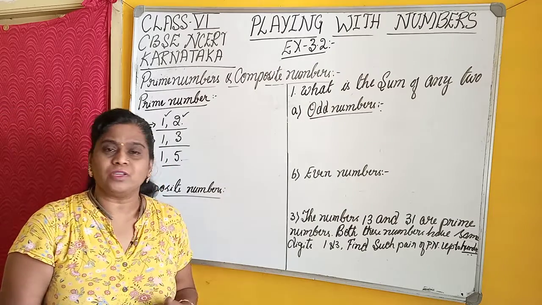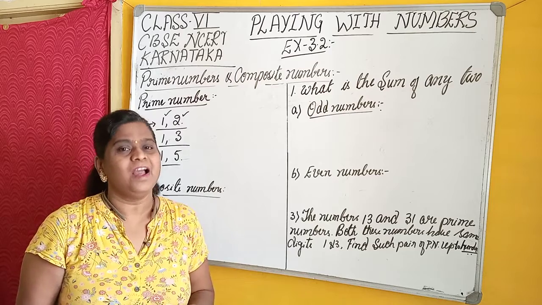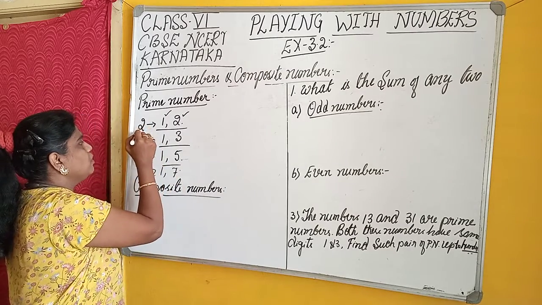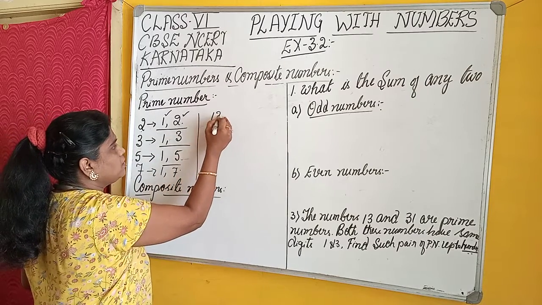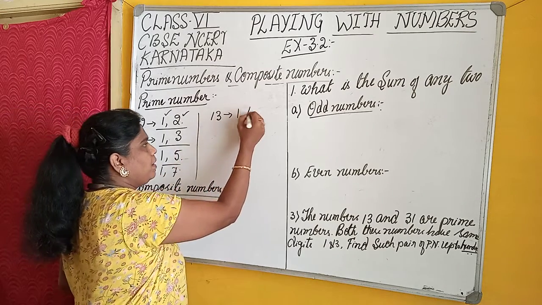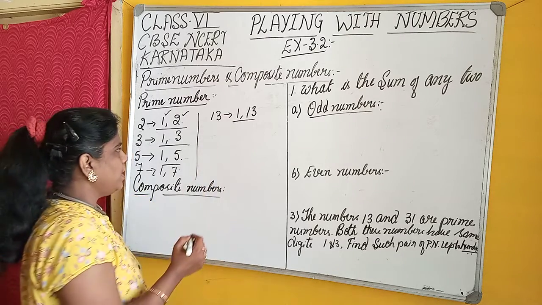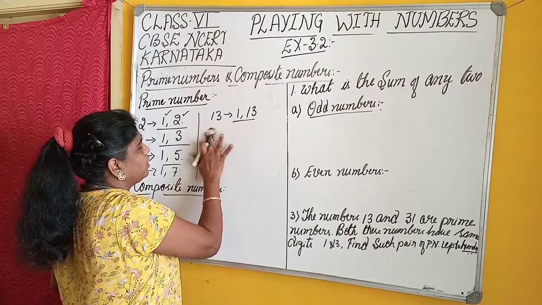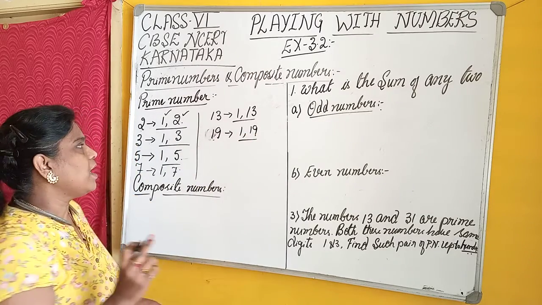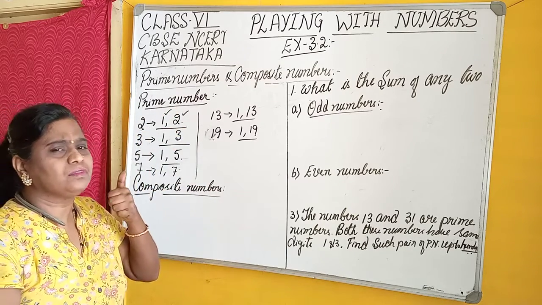Understood, students? Prime numbers are those numbers which have only 2 factors: 1 and the number itself. I hope you got it. If you consider 7, it is 1 and 7. Therefore, 2, 3, 5, 7. If you take 13, it is divisible by 1 and by 13 only. It has only 2 factors. After 13, we can take 19. It has 1 and 19. Any number which has only 2 factors, 1 and the number itself, is called a prime number.